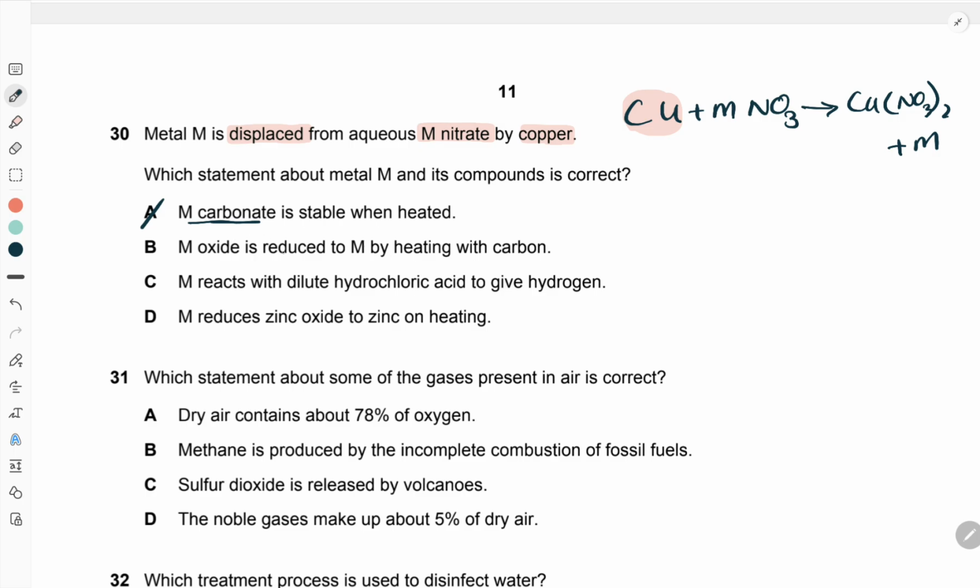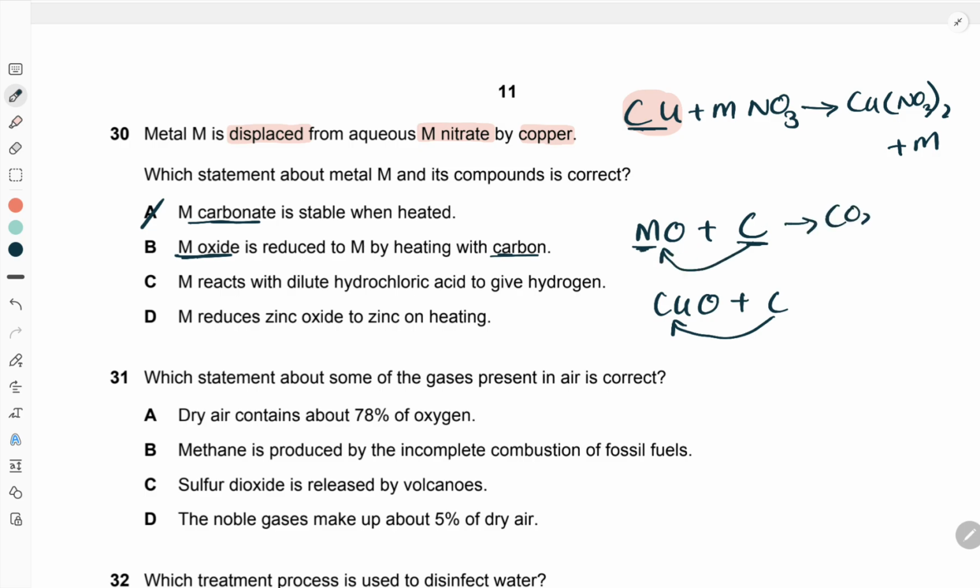The oxide of M is reduced with carbon. That would be true because carbon is above copper, and this metal M is below copper. So I hope this makes sense. Carbon can even displace copper from its oxide. So metal M is even lower, so it can definitely be reduced to form carbon dioxide and metal M. So the metal oxide can be reduced, this is true.